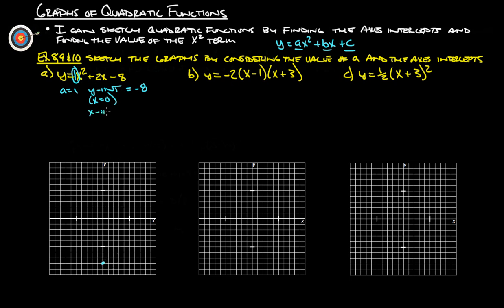Our x-intercepts, that's when y equals 0, right? So if we plug in 0 for y over here, we get 0 equals x squared plus 2x minus 8. So we're going to want to factor this thing out. Factors of 8, which are 1 and 8, or 2 and 4. We've got to find the factors of 8 that have a difference of 2. 2 and 4 have a difference of 2. So we got x and x, 2 and 4.